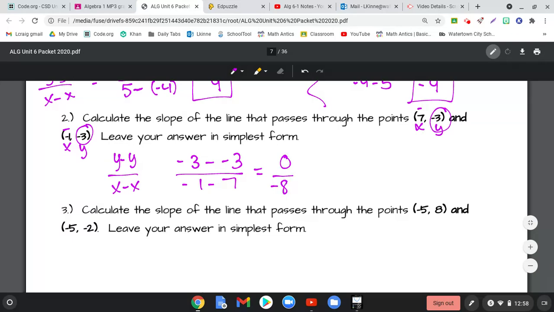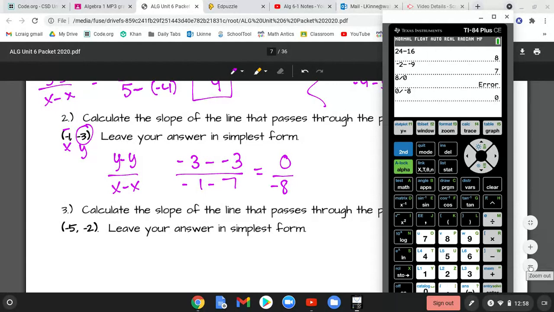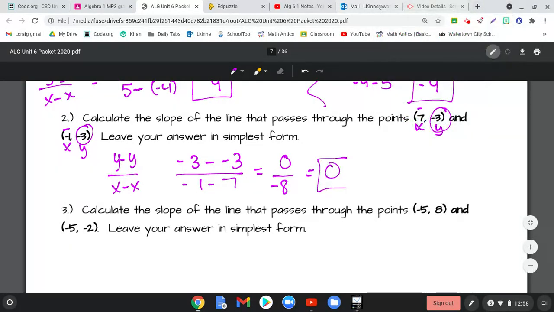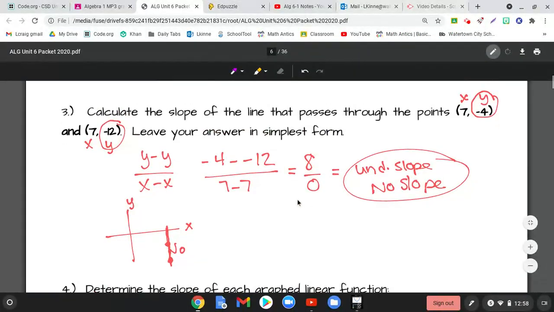We saw a 0 one come up in the notes and we got error, but with this one, the zero's in the top. So if I do 0 divided by -8, it's just plain old 0. So your slope is 0. Whereas the one we did in the notes, let me just scoot up to it real quick. When the zero's on the bottom, you can't divide by 0. So there's no slope.